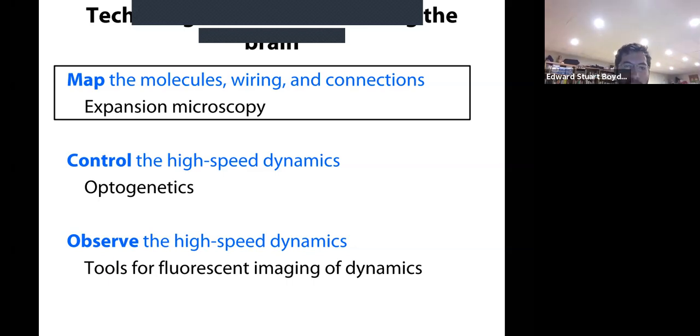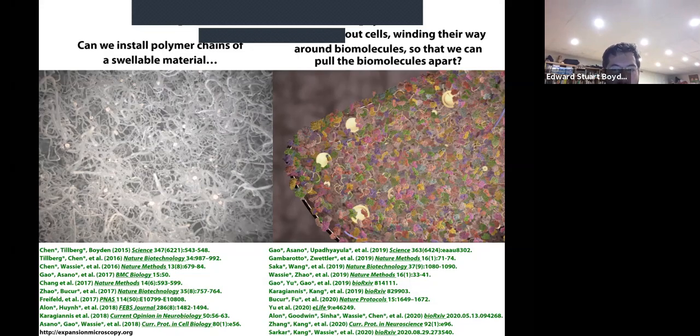So in our group, we started thinking about how we could try to do the opposite. Rather than zoom in, could we make the brain bigger? Could we chemically synthesize chains of swellable polymers, as shown on the left-hand side of the slide, and make those polymers so dense and so even that they go inside cells and outside cells, in between biomolecules and around biomolecules, as shown on the right-hand side of the slide? If we could do it very evenly, maybe we could pull apart biomolecules from each other.